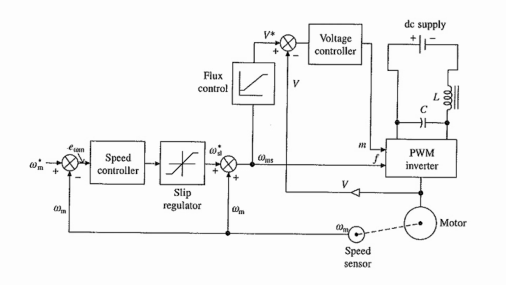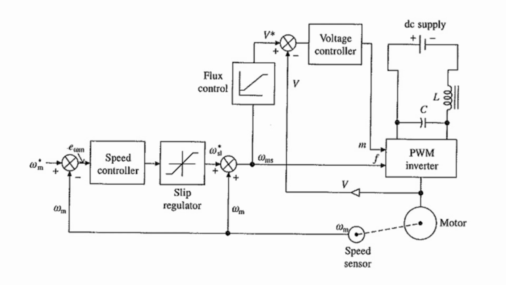How do you get omega e? This slip speed omega SL star is added with omega M, where omega M is the actual speed measured using the speed sensor. These two are added, and that is your synchronous speed, which determines the frequency of the inverter.